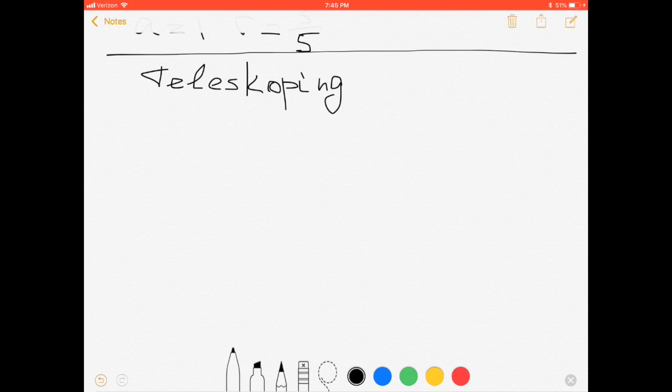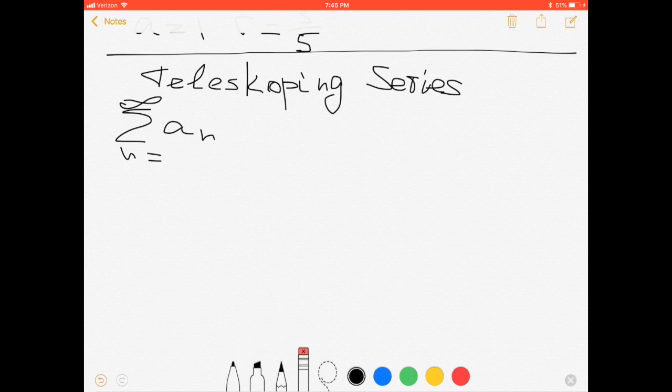Telescoping series. If you're serious, this type, when you can rewrite, here's n start with 0 or n start with 1. Okay, let's go, it's 1. It's no big problem. It depends what kind of example you have.